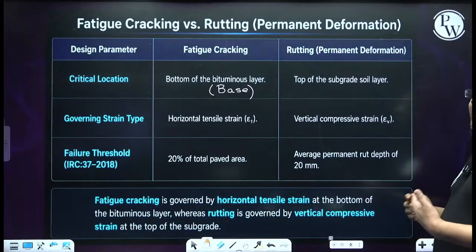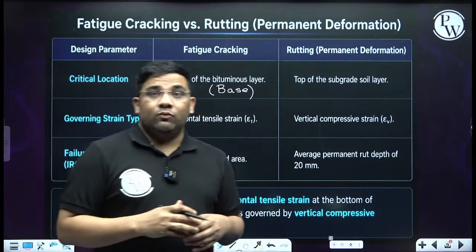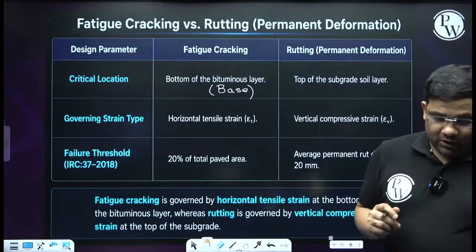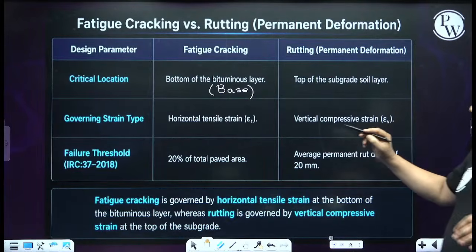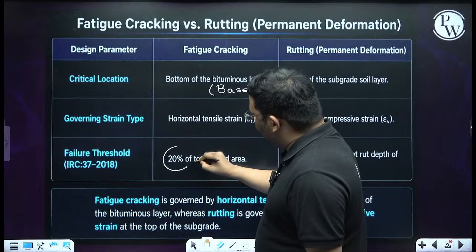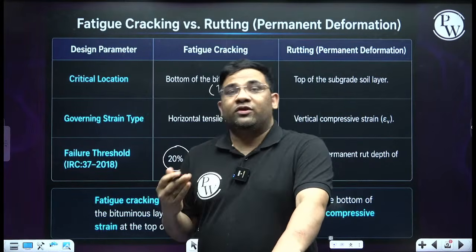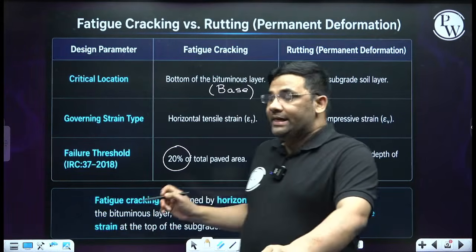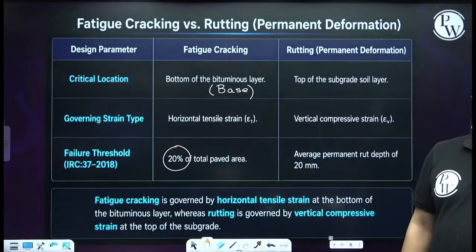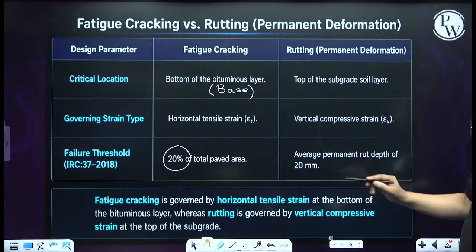And then we have a failure threshold, or I can say permissible value, for fatigue cracking and rutting, which they can ask in the examination. What are the permissible values? For fatigue cracking, it is 20% of total paved area. If you have a surface area, how much fatigue cracking is allowed, or what is considered failure? When 20% of the area has cracked, we consider that as failure. And for rutting, it is an average permanent rut depth of 20 mm.